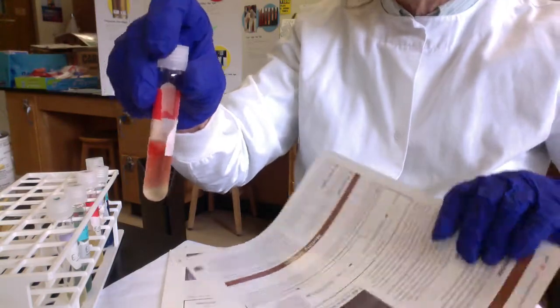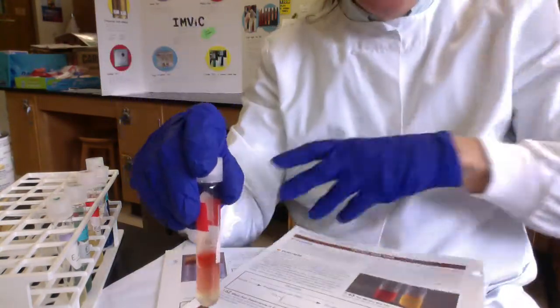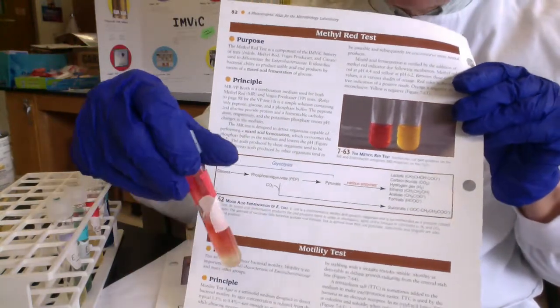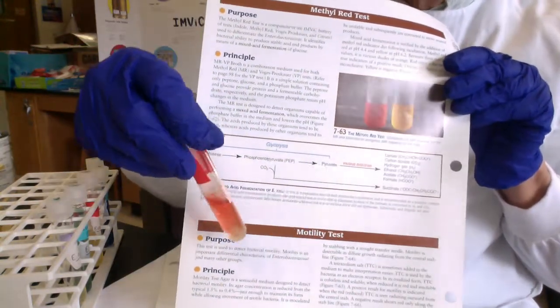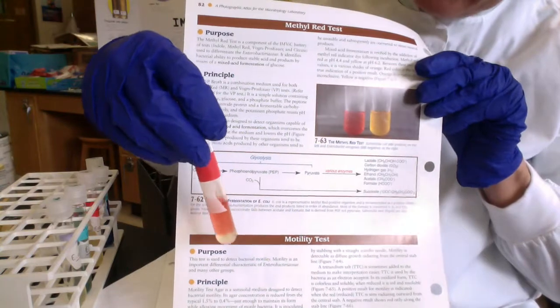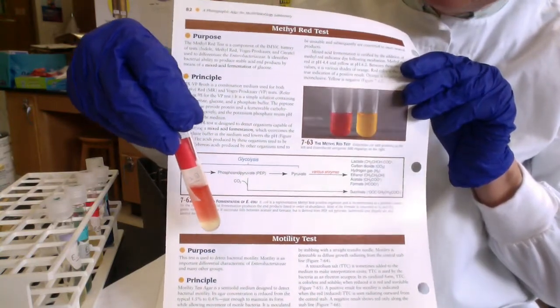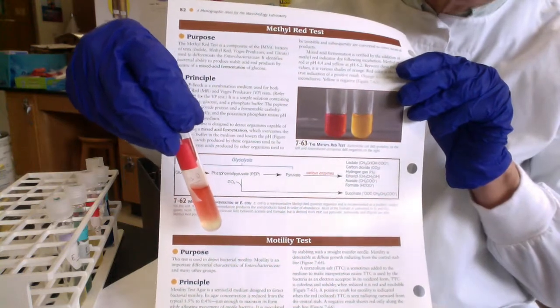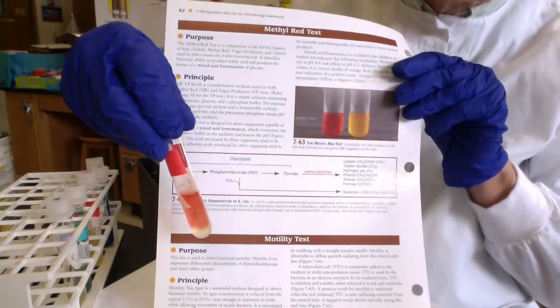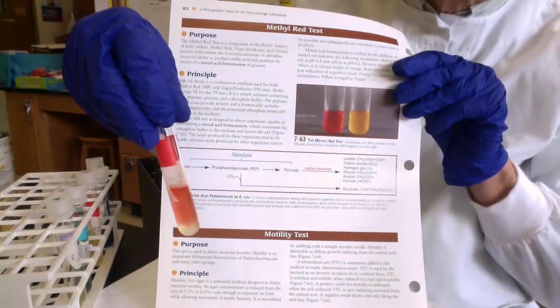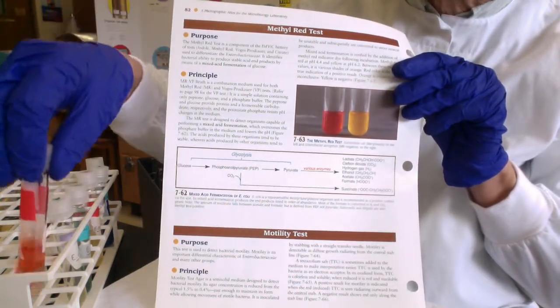And folks, see how it is indeed red. So this is telling me that my E. coli, because it has this really low pH, the methyl red turns red, so that means the pH is below 4.4. This tells me that my E. coli carries out mixed acid fermentation. So we call it MR positive, methyl red positive, and the interpretation is it's using mixed acid fermentation.